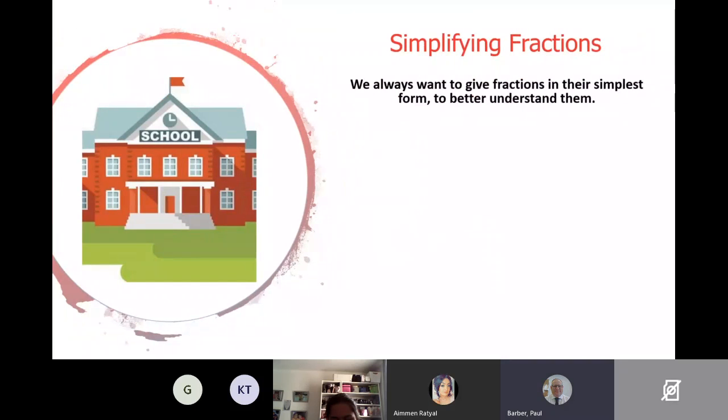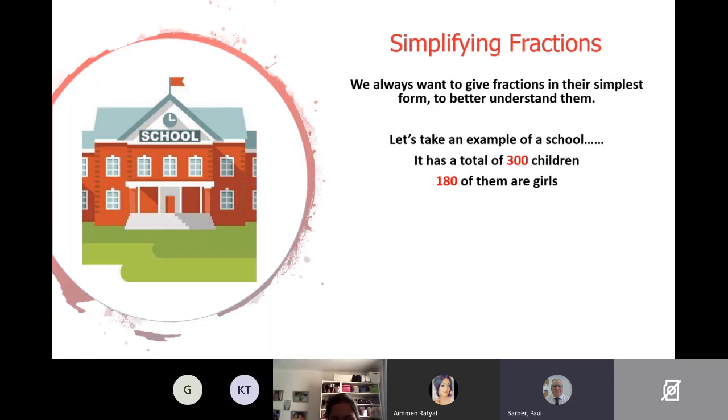Similar thing, but sort of working the other way, is what's called simplifying fractions. What we also always want to do when we're working with fractions is to give answers in their simplest form. It helps us better understand them, and you'll see why in a little while. So I'm going to use an example for this and talk through it, and I'll go to the whiteboard. So let's think of a school.